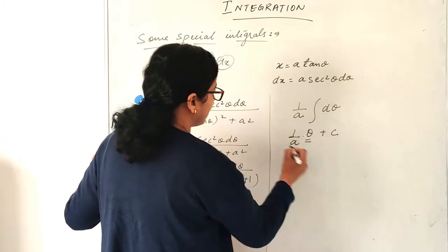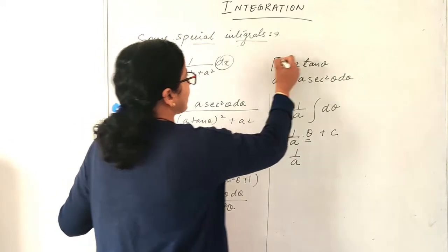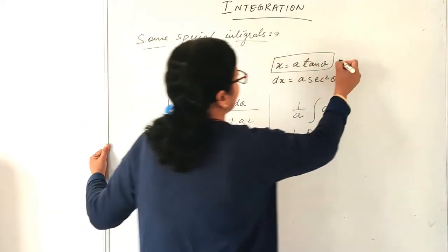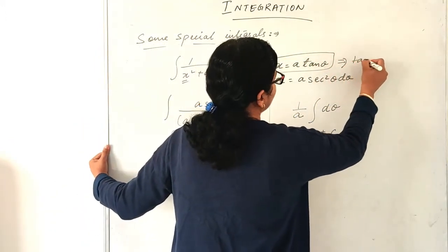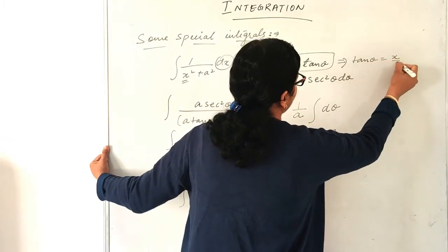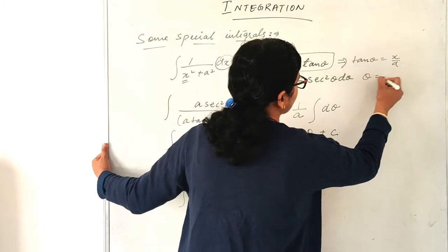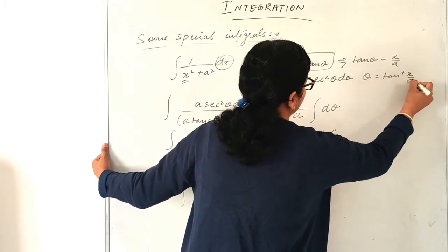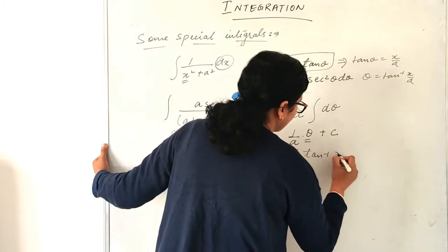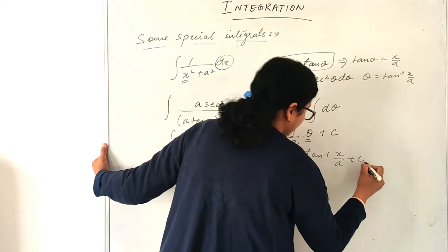1 upon a. Substitute the value of theta. So from here I will get the value of theta. So look here, guys. Tan theta is equal to x by a. First of all, send a to that side. And then theta is equal to tan inverse x by a. Substitute this value: 1 upon a tan inverse x by a plus c.